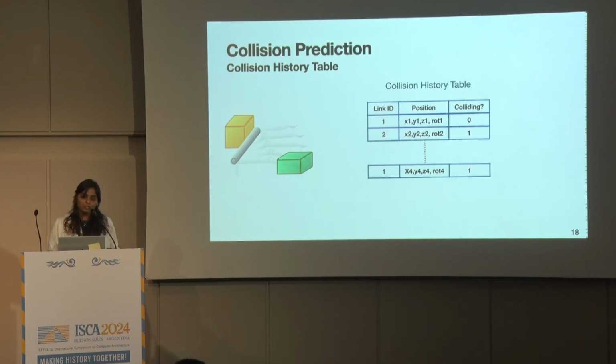However, the problem here is that during a single motion planning run, these links can assume a huge number of different positions, which ultimately gives a very large and sparse collision history table, which is not that useful for making predictions.